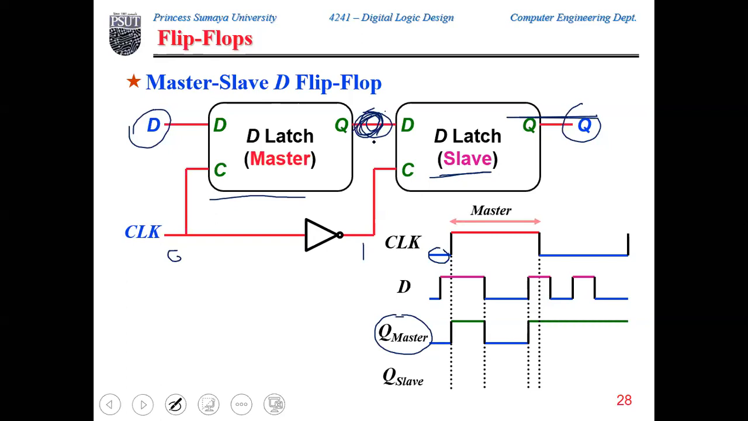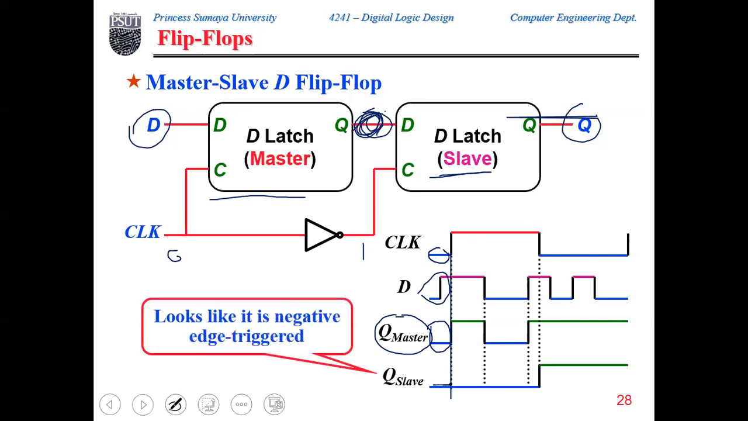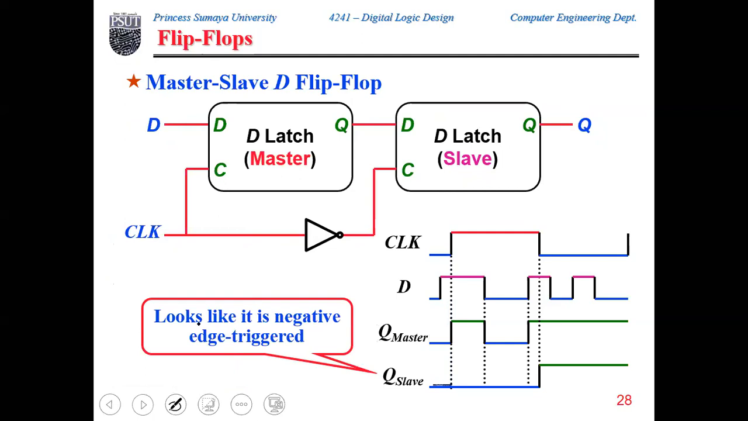As long as the clock is 0, whatever happens on D will not affect the Q master. That's why the Q for the slave, or the stored value on the slave, is not affected by any change in D.